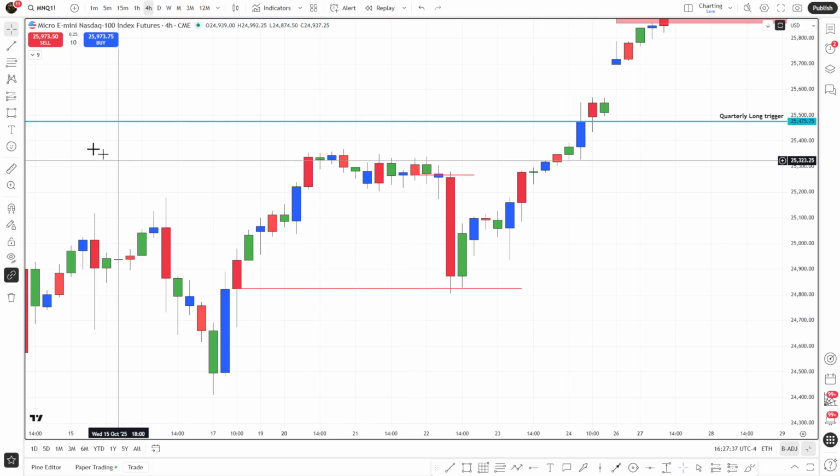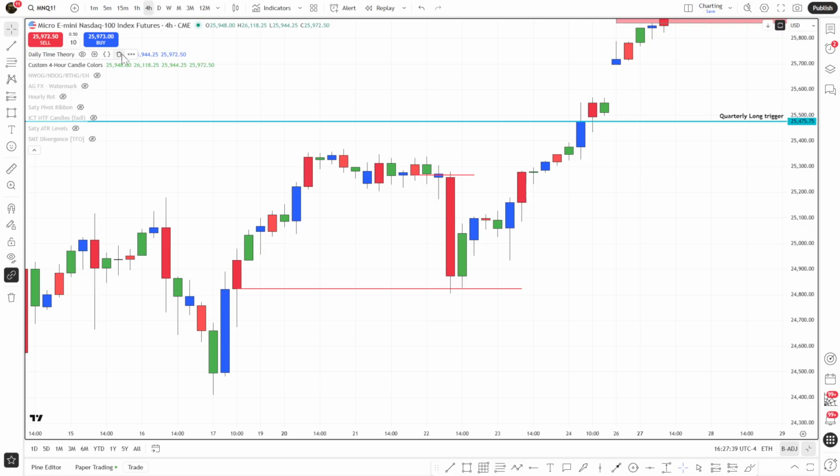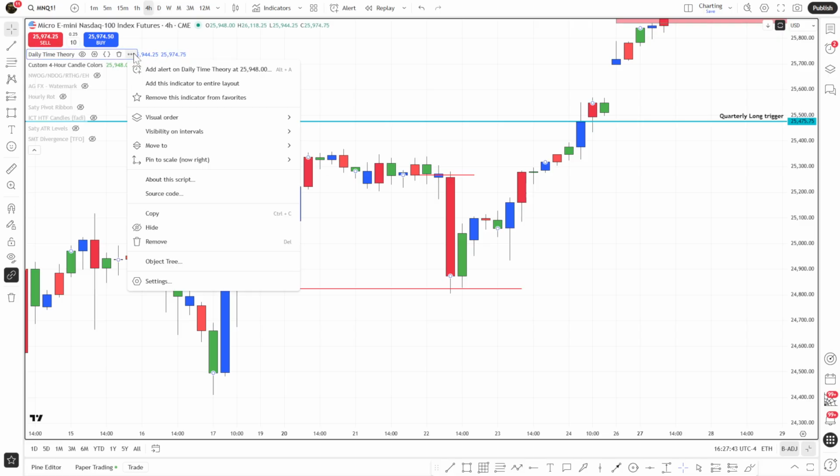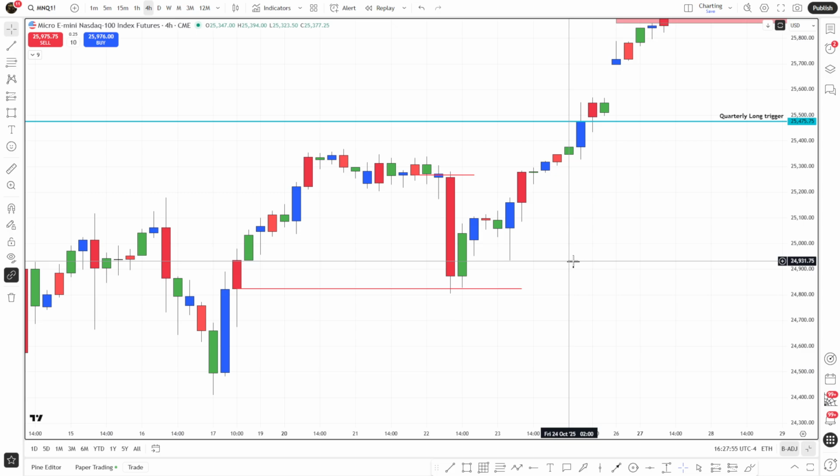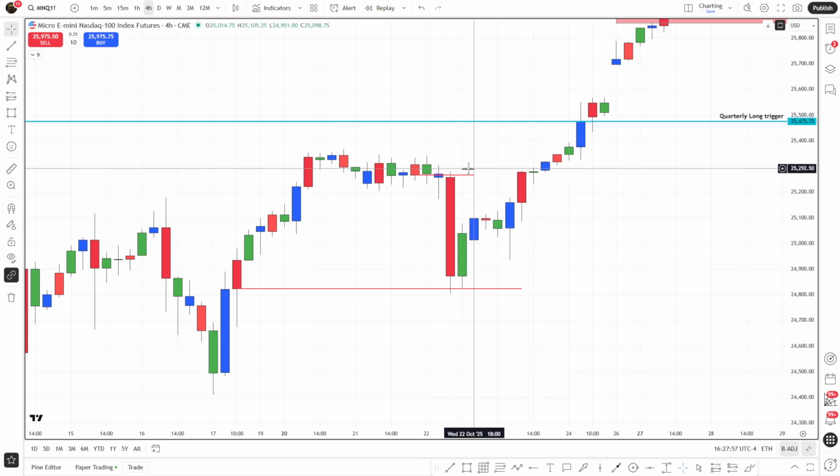Okay. So what you need to do is you go over here to the three dots, visual order, bring to front. Okay. And that will keep it on all the time. So this is the premise of 4 hour time theory. Okay.